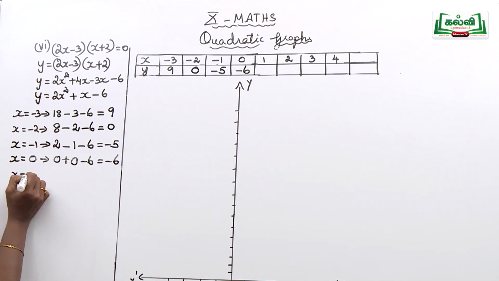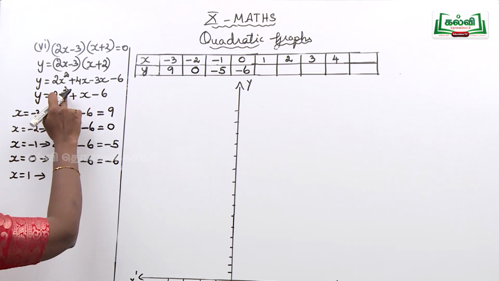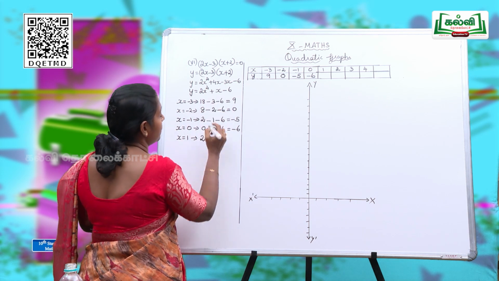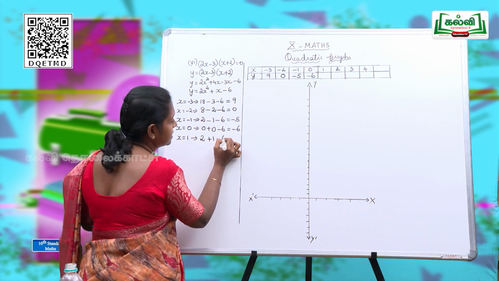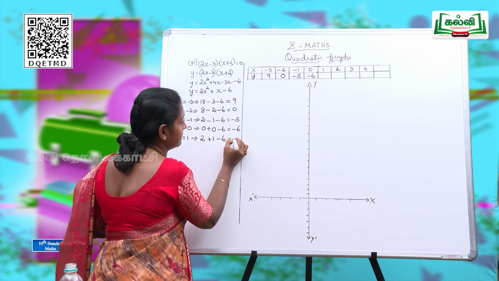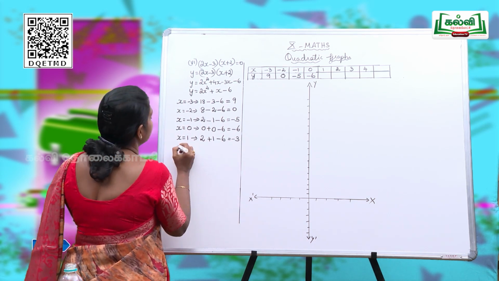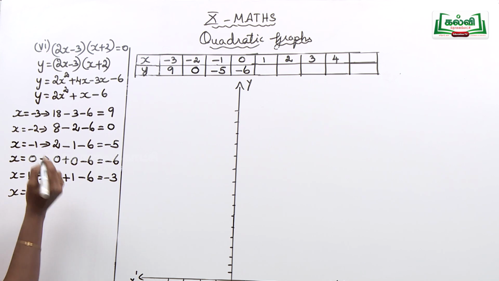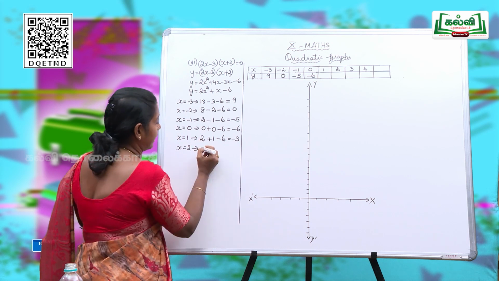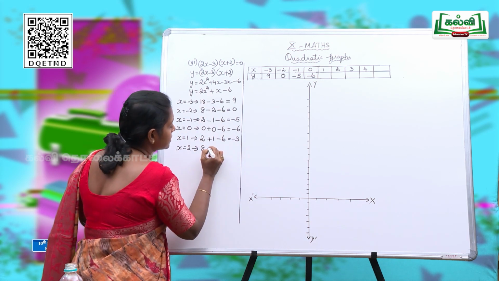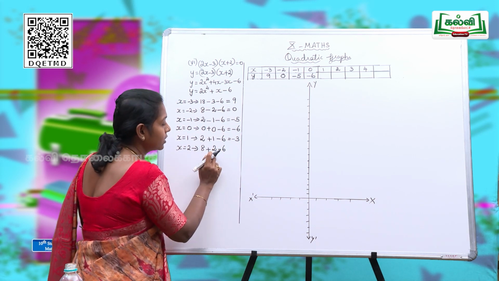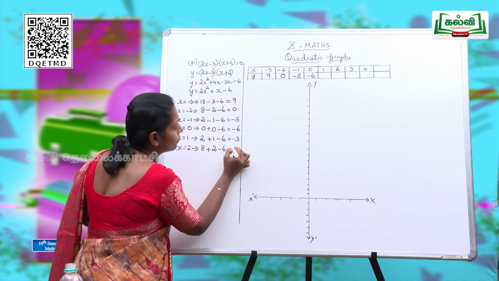When x equal to 1, apply 1. 1 squared is 1. 1 into 2, 2, plus 1, minus 6. 2 plus 1, 3. 3 minus 6, minus 3. Good. Next, x equal to 2. 2 squared is what? 4. 4 twos are 8, plus 2. 8 plus 2 minus 6. 8 plus 2, 10. 10 minus 6, 4.